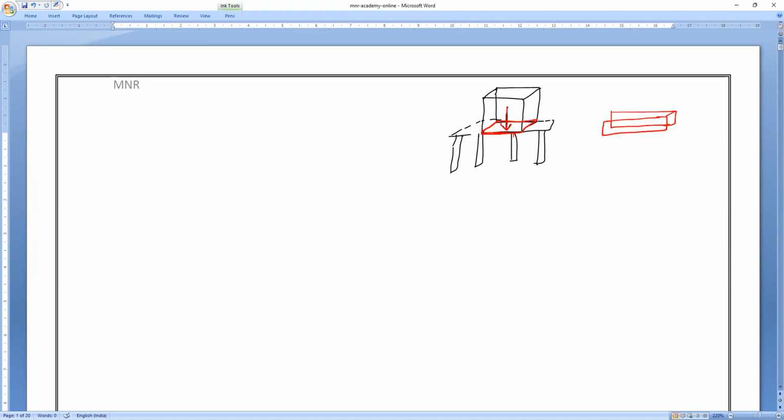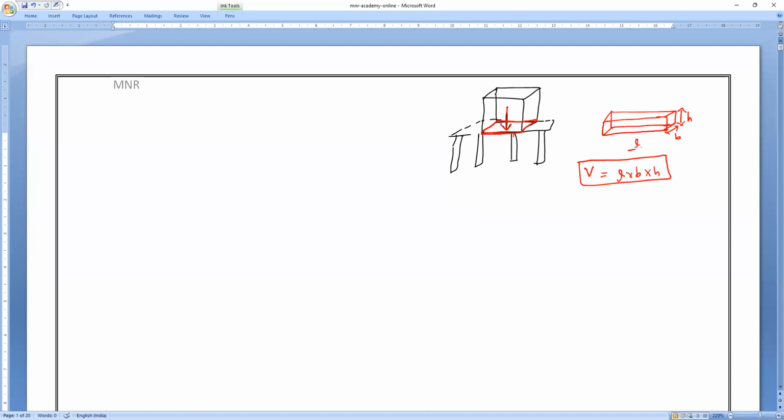As in yesterday's example, if I take a cuboid, I can keep it in three different positions. It has length, breadth, and height. Length into breadth into height gives the volume of the cuboid. Now this cuboid I can place on the table in three different positions.